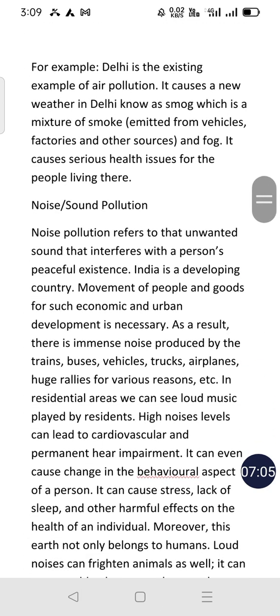For example, Delhi is an existing example of air pollution. It causes a new weather in Delhi known as smog, which is a mixture of smoke emitted from vehicles, factories, and other sources, and fog. It causes serious health issues for the people living there.